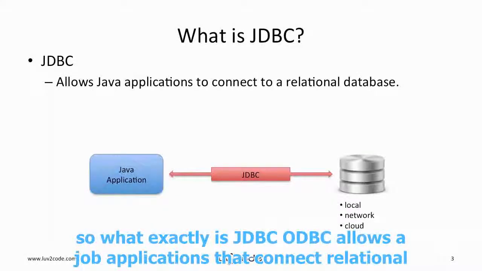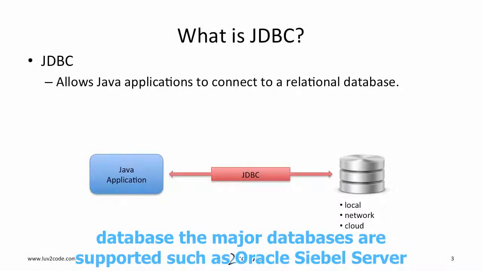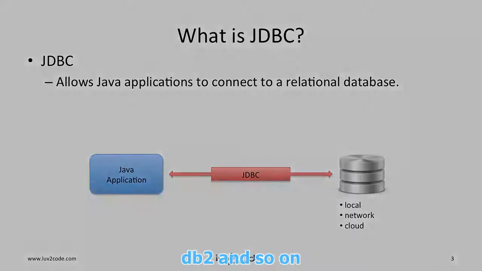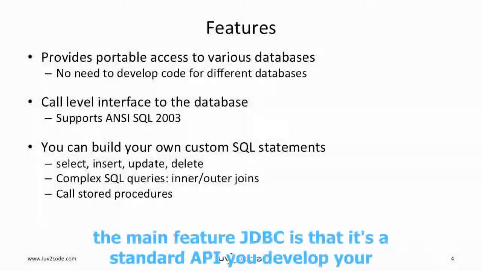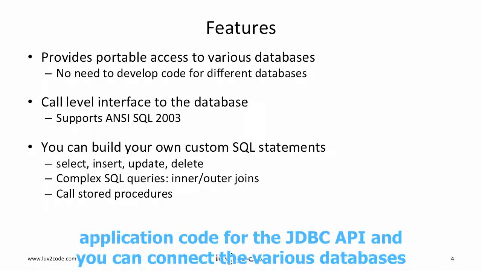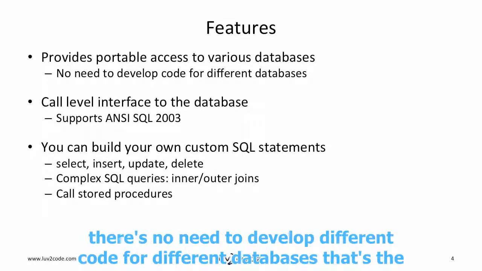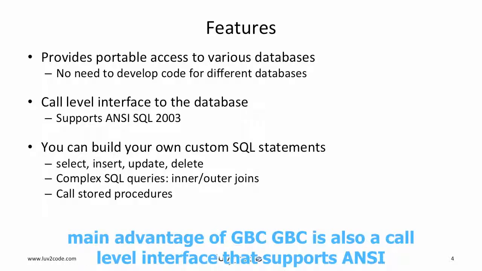So what exactly is JDBC? JDBC allows a Java application to connect to a relational database. The major databases are supported such as Oracle, SQL Server, DB2, and so on. The main feature of JDBC is that it's a standard API. You develop your application code to the JDBC API, and you can connect to various databases. There's no need to develop different code for different databases. That's the main advantage of JDBC.